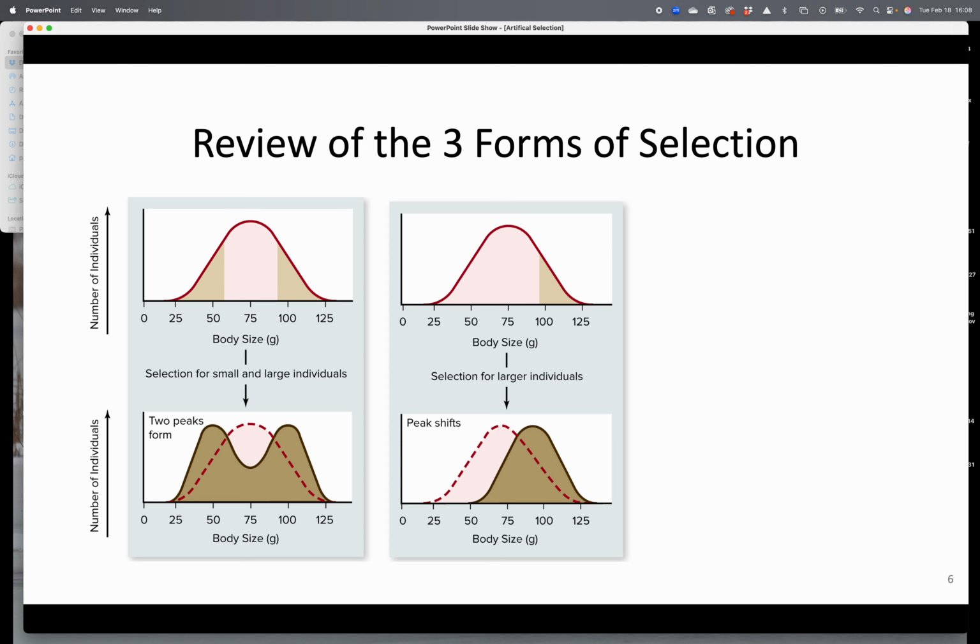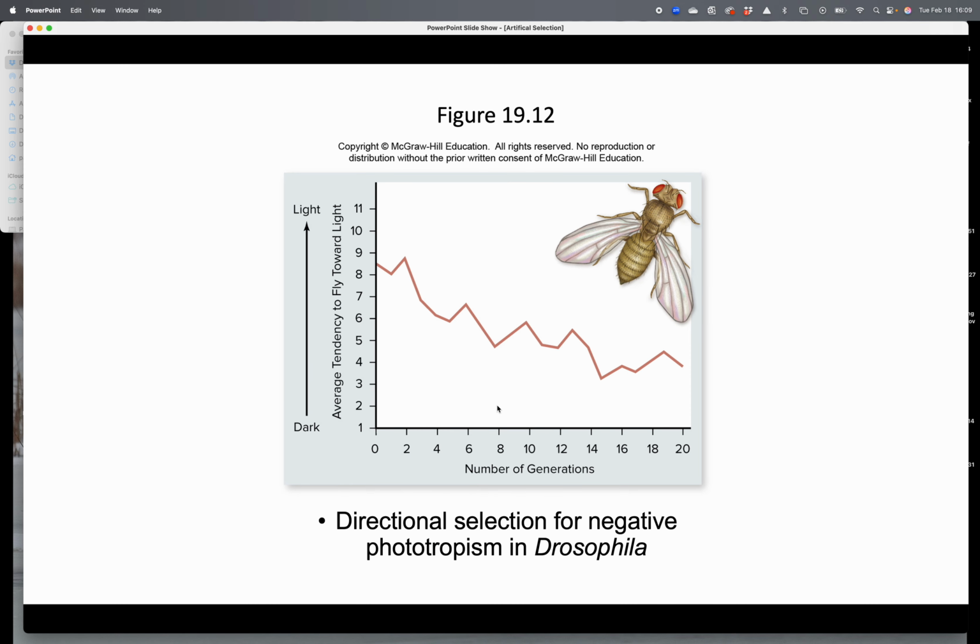We also have directional selection. This is an example with selection for negative phototropism. Phototropism is just the tendency of an organism to want to move towards the light. This is easy to measure in animals. And negative phototropism is your tendency to want to move away from light. And as they selected for negative phototropism, you can see that the tendency to fly towards light goes down. And this is only over the course of about 20 generations. But once again, when you get to about generation 14, evolution has kind of leveled out and stopped moving, presumably because you've exhausted genetic variation for this particular trait.